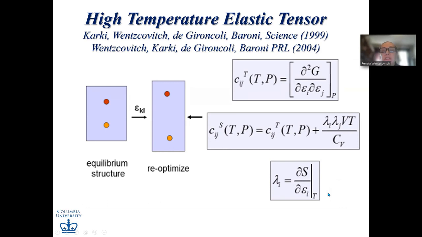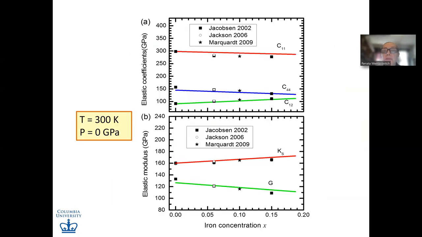We did it by brute force. Today we do a semi-analytical calculation. These derivatives are now calculated semi-analytically as a more efficient method, but that is ultimately what is being done, okay? So at ambient conditions, these are the elastic coefficients of ferropericlase as a function of concentration, experiments and calculations, okay?